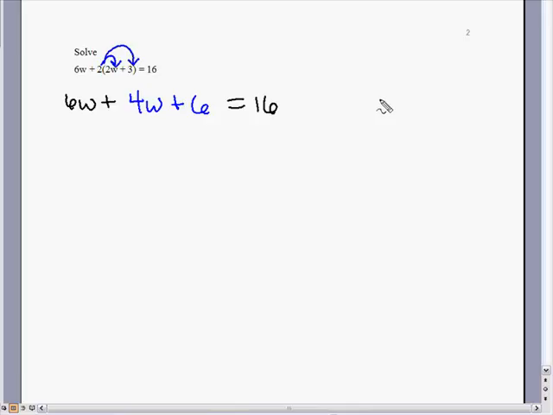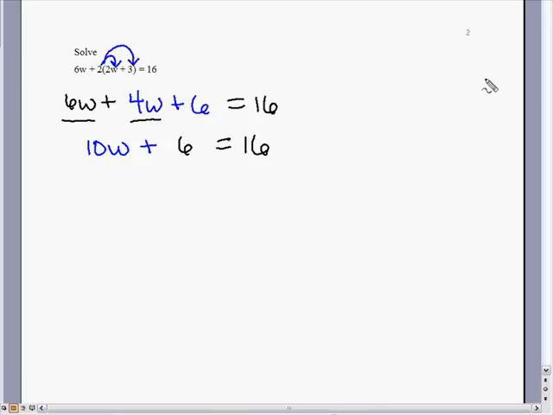In step 2 for solving linear equations, we want to combine like terms and have just one variable. If you notice in this equation we have both a 6w and a 4w. So if we combine like terms, we will have 10w plus 6 is equal to 16. So we're well on our way to solving this equation.